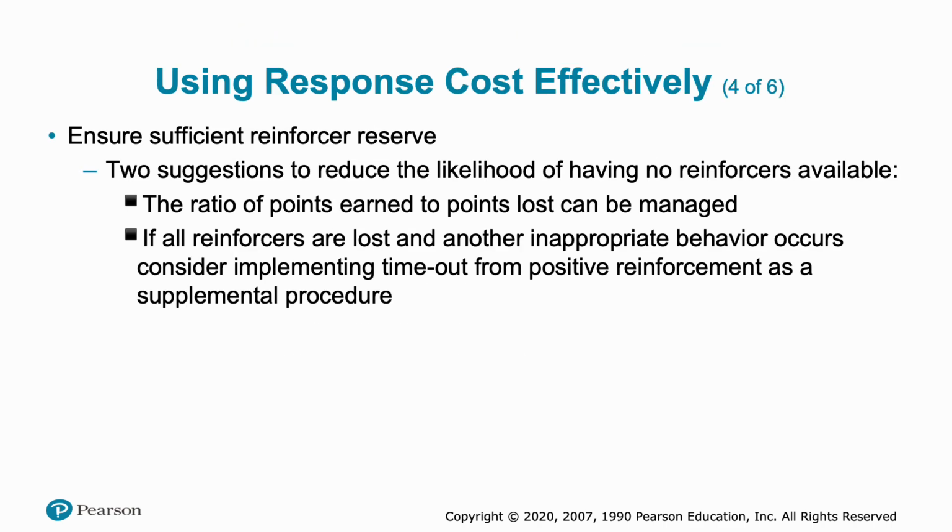So now let's talk about what you can do if you don't have enough tokens or enough reinforcers and you end up removing all of your tokens or all of your reinforcers and the person is left with nothing left. So if you lose all reinforcers and another instance of inappropriate behavior occurs, what you could do is implement a timeout from positive reinforcement as a supplemental procedure.